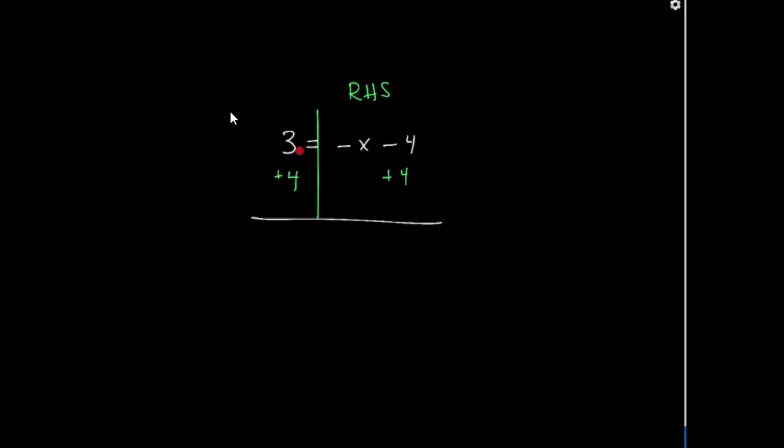Then I have -3 plus 4, which is my +7, is equal to -x. And again, I cannot leave that negative in front of the variable when I'm solving for it. It must be a coefficient of +1. So that tells me that I must divide both sides by a -1. And my final answer is x is equal to -7.